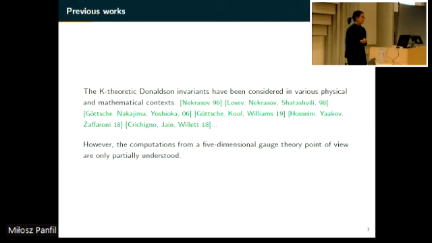Yes. In the math papers you've mentioned, are general four-manifolds considered, or only Kähler manifolds? In the first paper, by Göttsche, Nakajima, and Yoshioka, they considered manifolds with basically b2 plus equal to 1, which is the case where there is a wall-crossing phenomenon in the space of metrics. In this paper, this four-manifold is quite general.